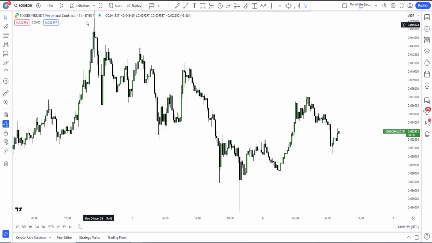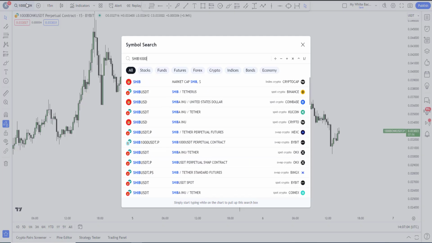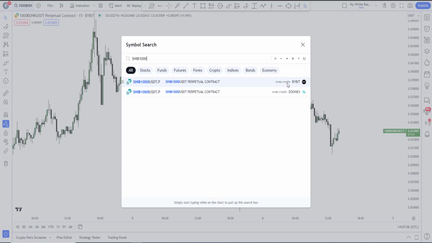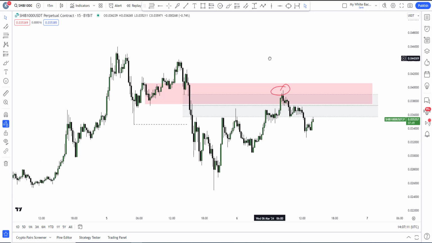But my favorite among them is this particular one called SHIB 1000. All right. It's very easy for me. I've made $700 so far trading it, and you can try it, guys, and see.